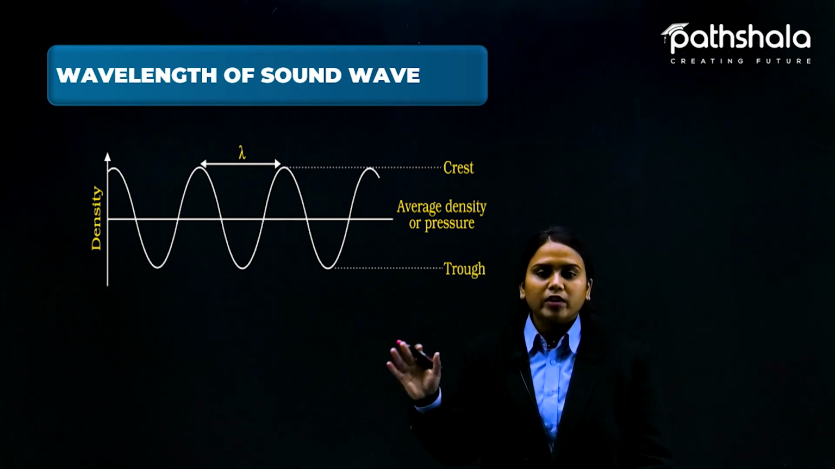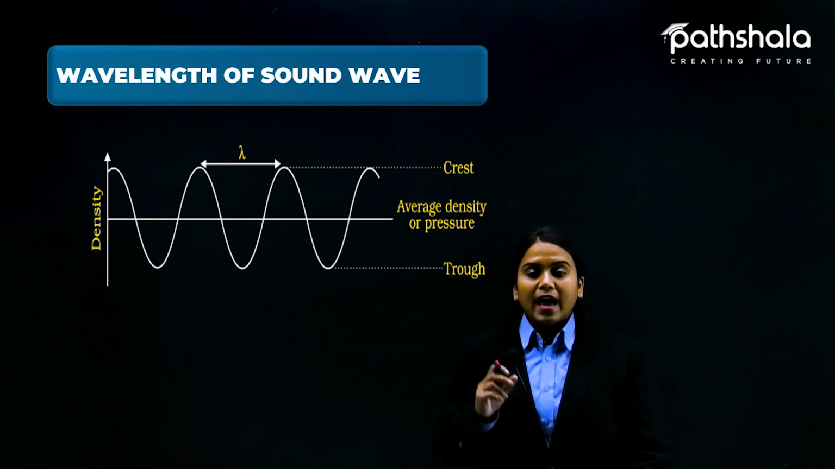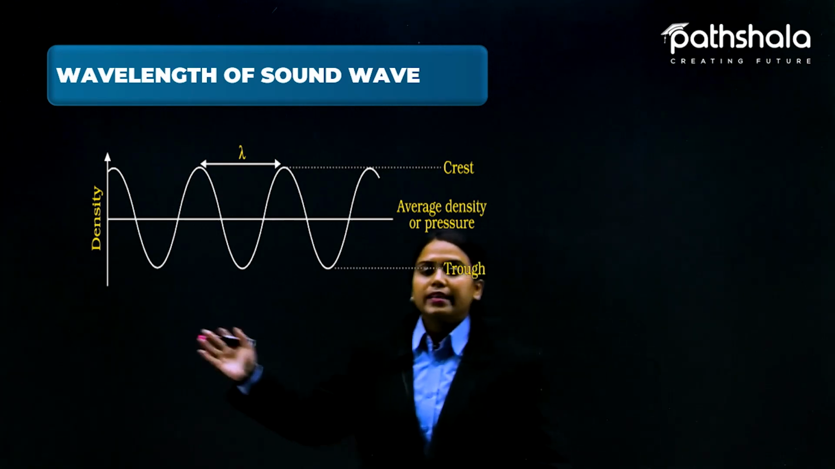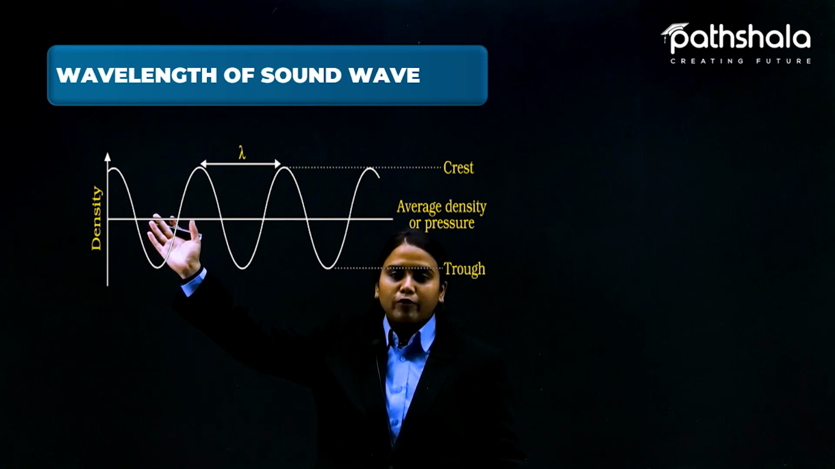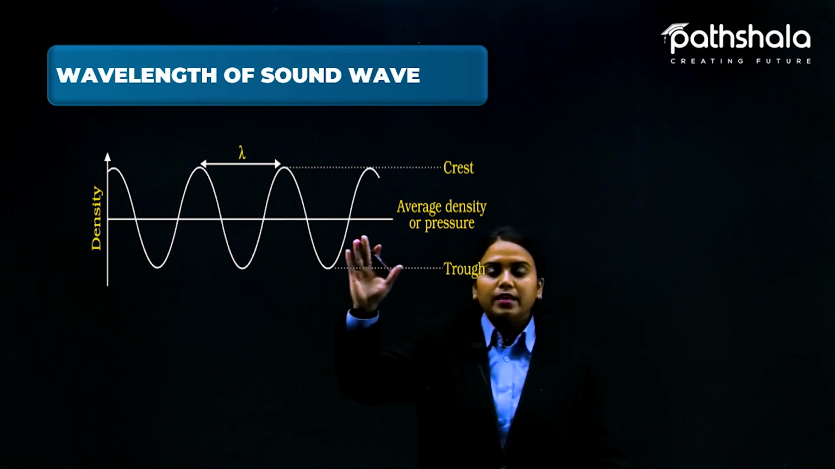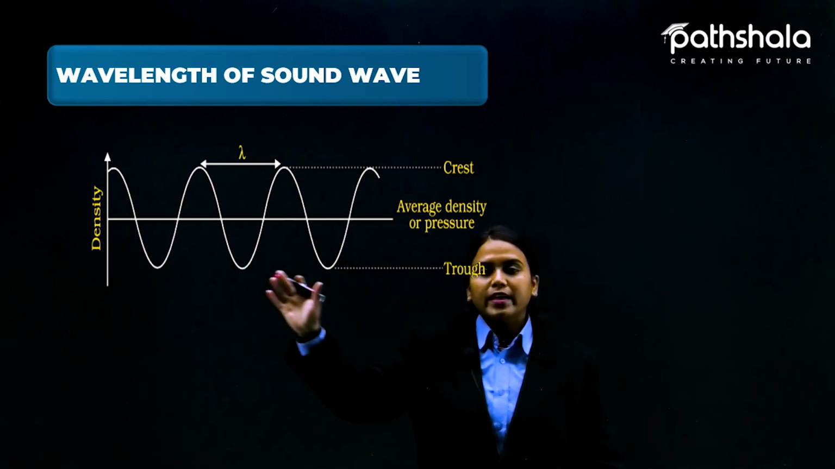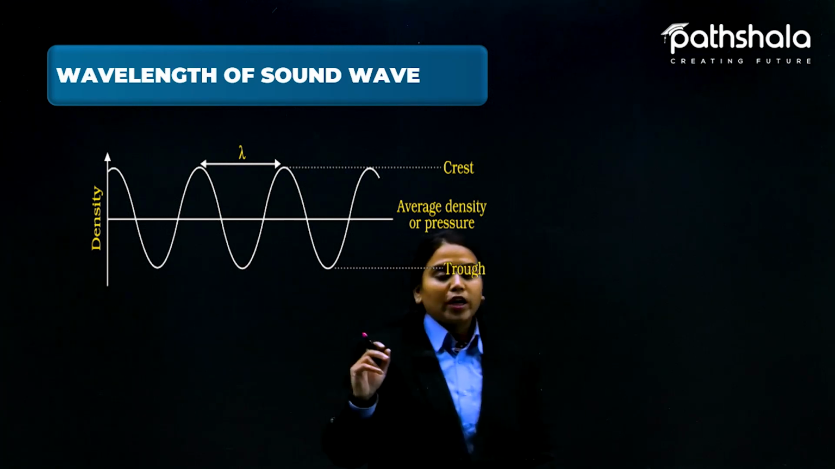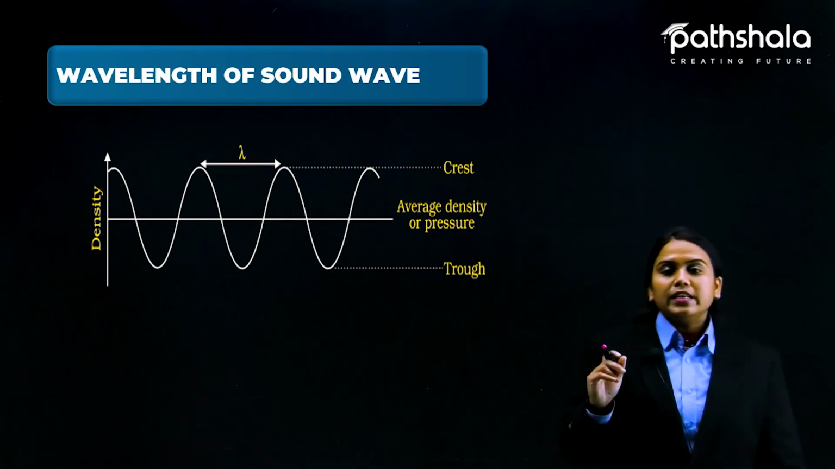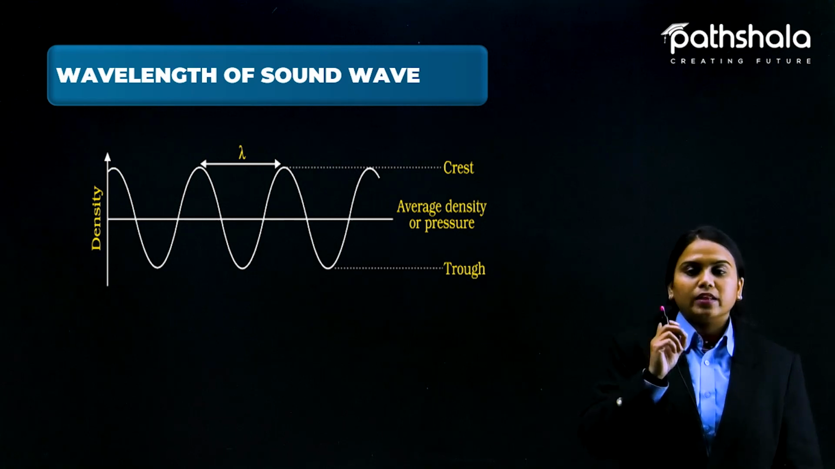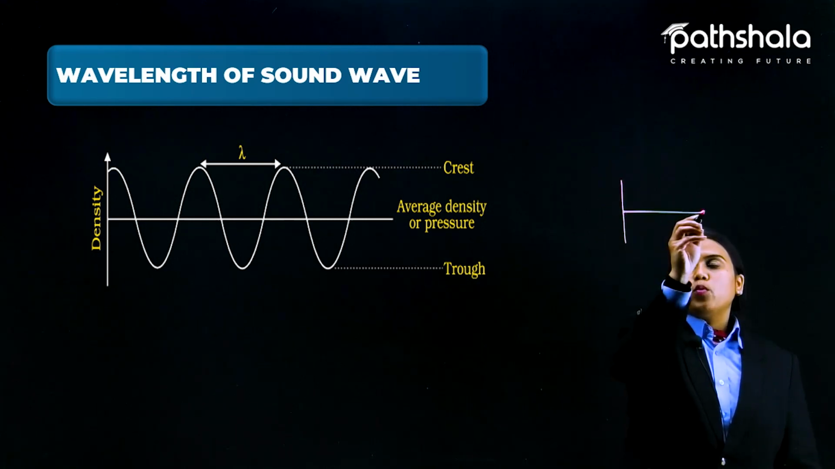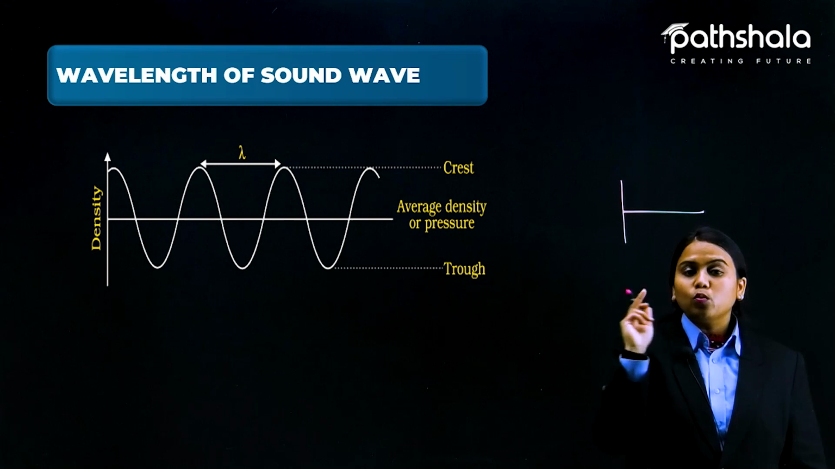So this is the way we can draw the graph, and here we can see that the density is shown by the y-axis and this is the x-axis, in which we can take the time period. Now, as you have seen here, what is wavelength? Wavelength is one complete oscillation.